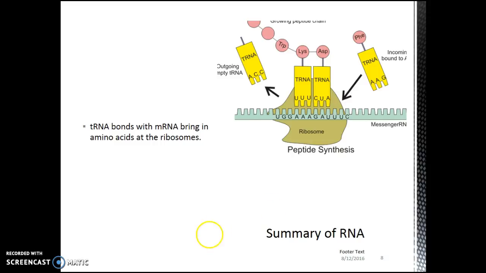So let's look at this picture. Here is the process of translation. We have the mRNA here. That mRNA has a specific code on it. That code is going to work with the tRNA, who also has a specific code. This specific code codes for a specific amino acid. So UUU is going to code for the amino acid lysine. So messenger RNA is going to bond with tRNA to bring in those amino acids at the ribosome. So this rRNA is here for that binding site.